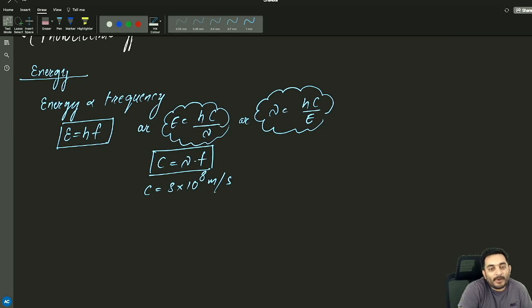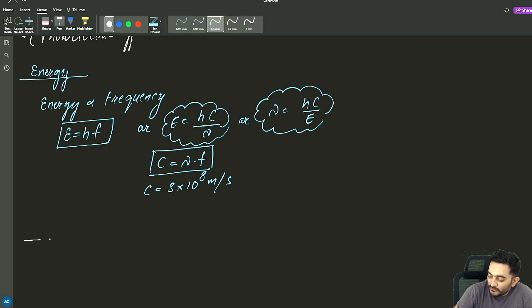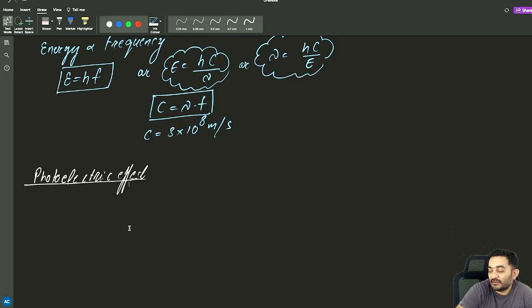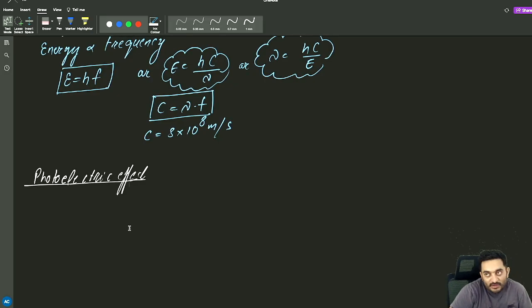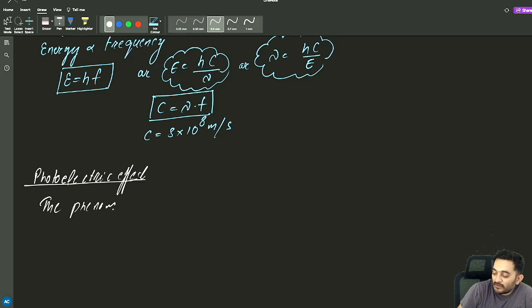Now, part of the experiment: when I say photoelectric effect, first of all, what do you mean by that? Photoelectric effect is an emission of electrons, but that emission does not happen with any kind of radiation. So when we define this term, you say it is the phenomenon of emission of electrons. This is very important to understand.